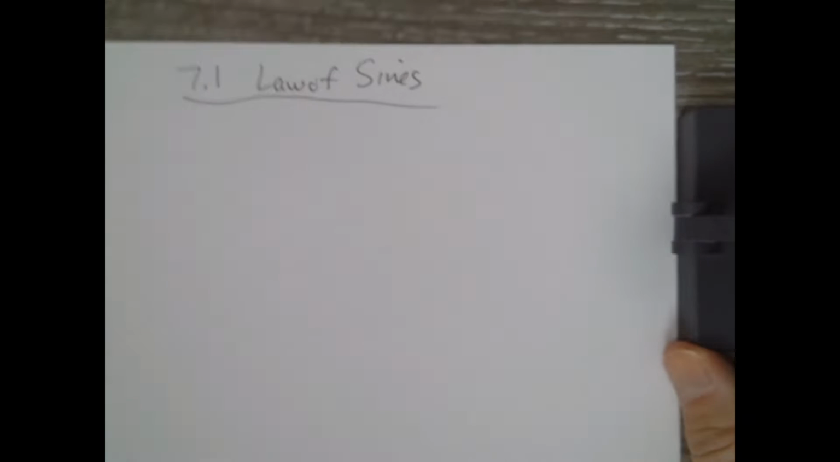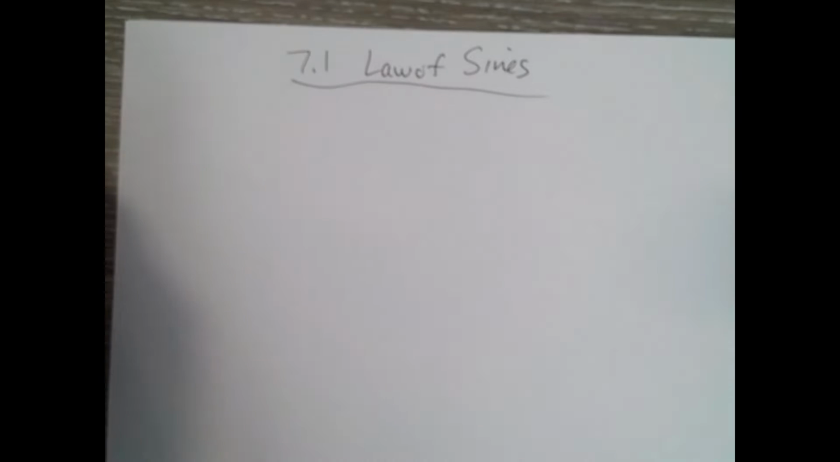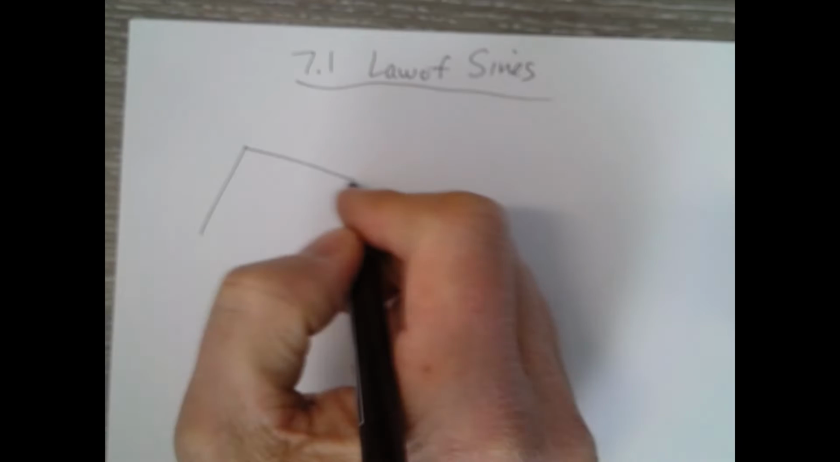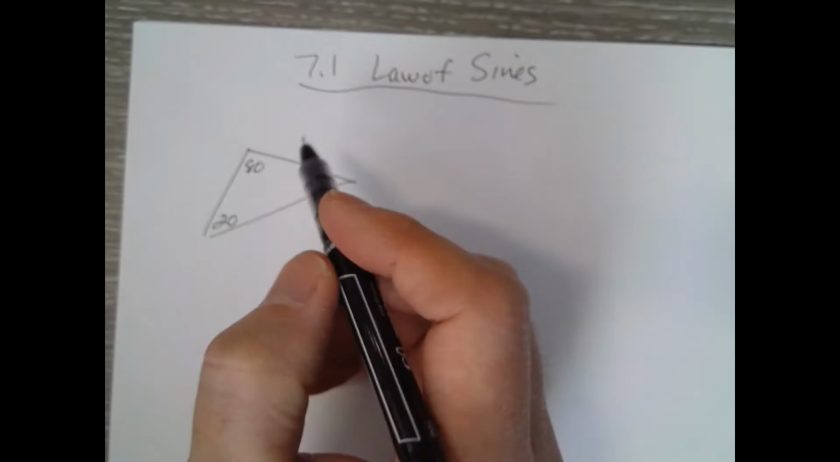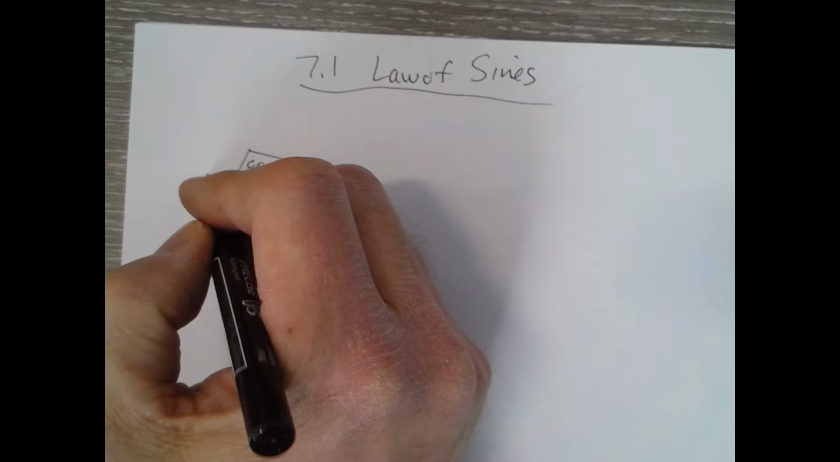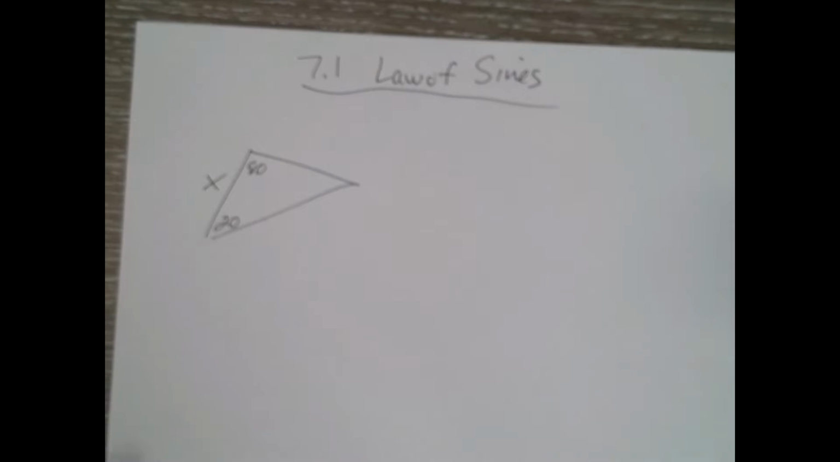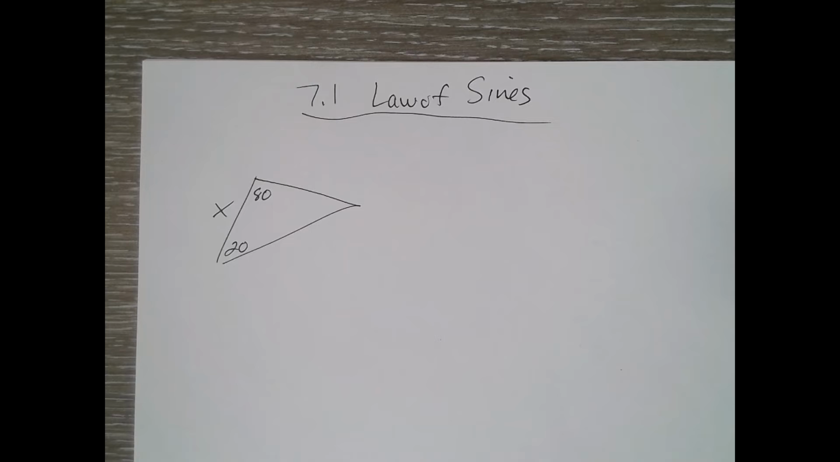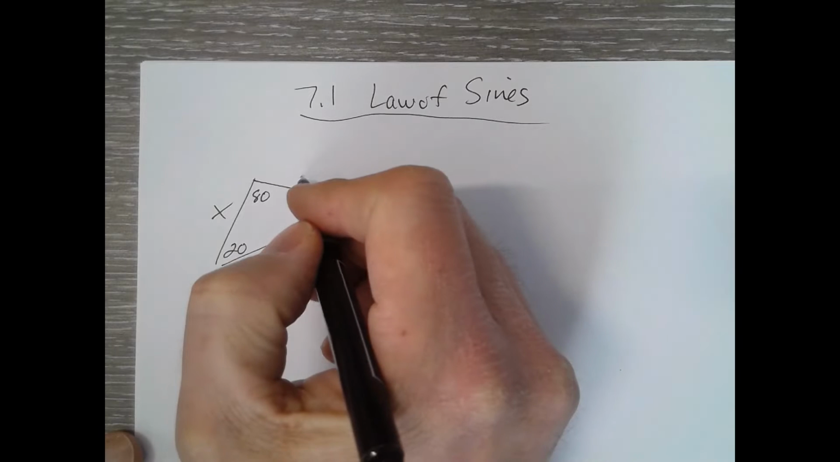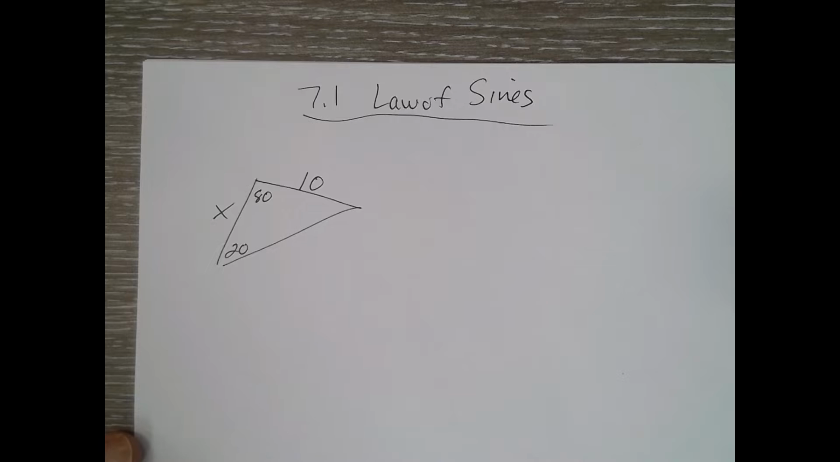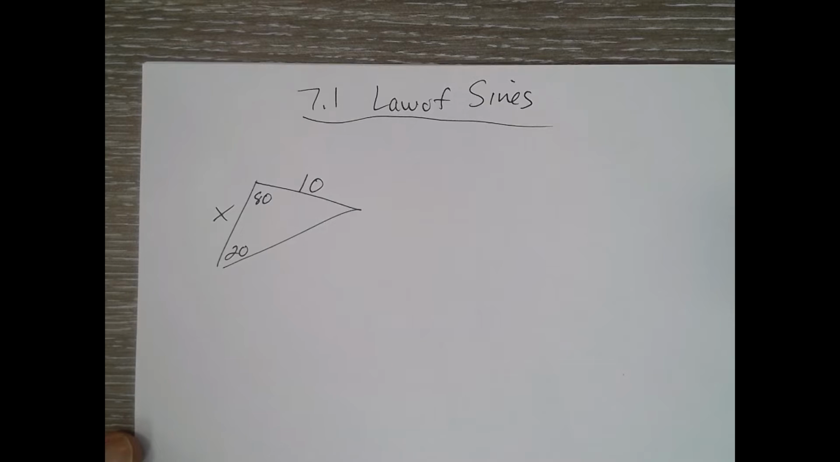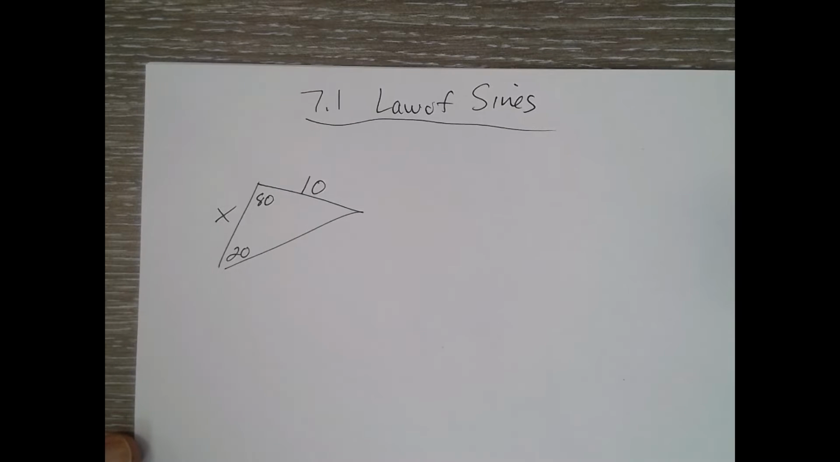All right, 7.1 law of sines. So if I asked you, let's say that's 80 degrees, and let's say that's 20 degrees, and this is x. If I asked you to find x, and let's say this is 10, can we find x using SOHCAHTOA? Can I find x right now using SOHCAHTOA?